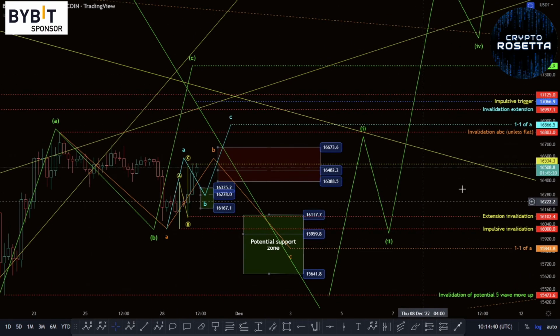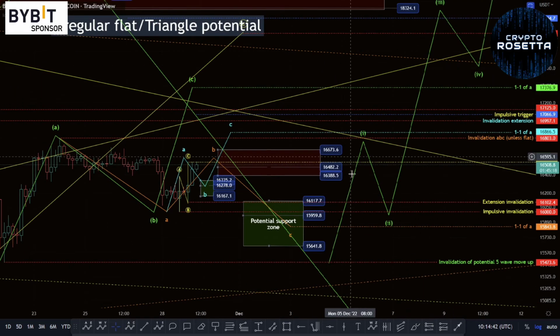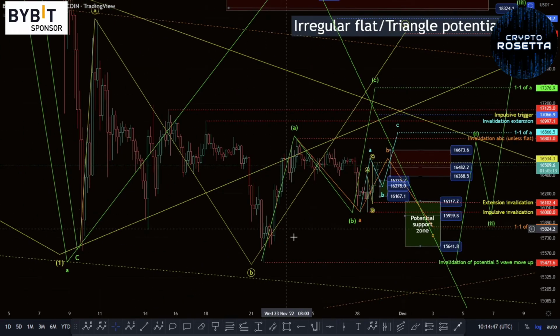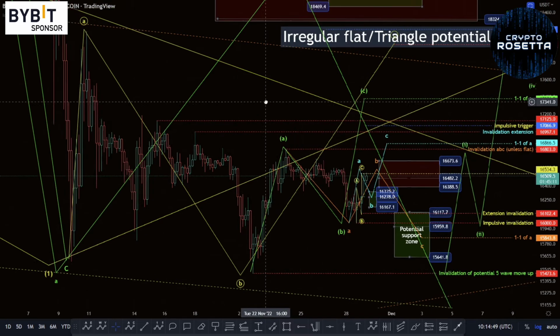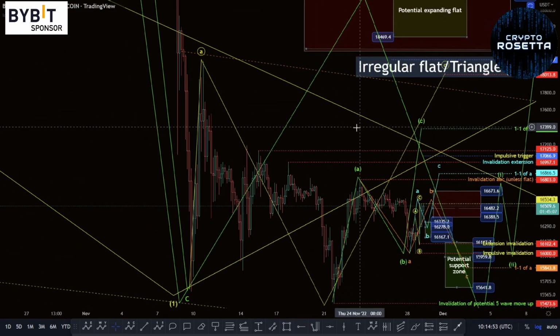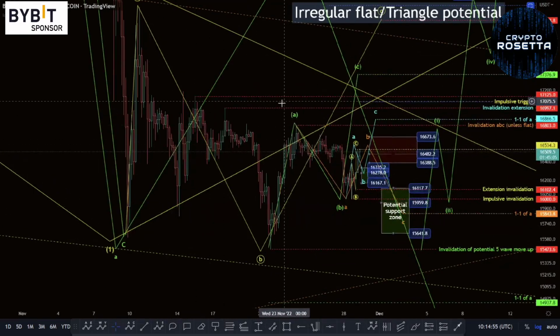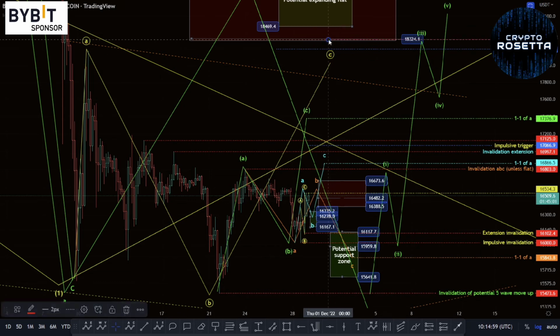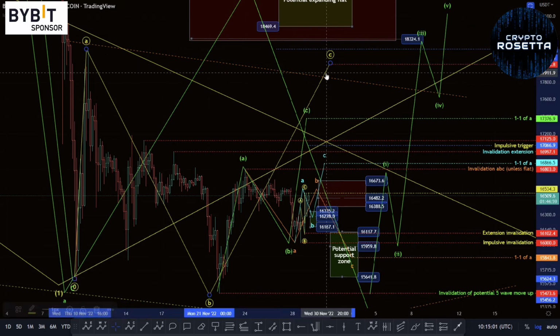We could still be looking for the potential of making a 5-wave move to the upside, a bigger 5-wave move, where this is an expanding flat. Well, it is an expanding flat because we lost the low. So effectively we could have an A, a B, and then looking to form this C wave here, this yellow C wave.